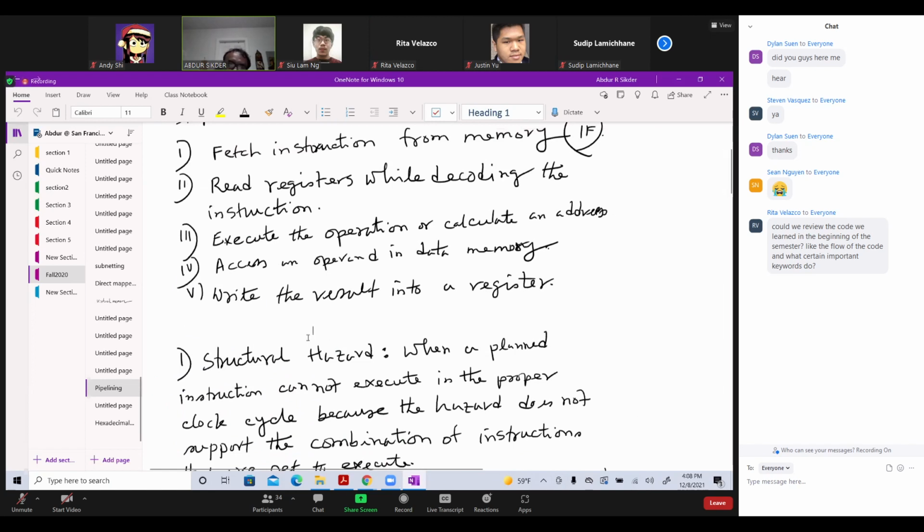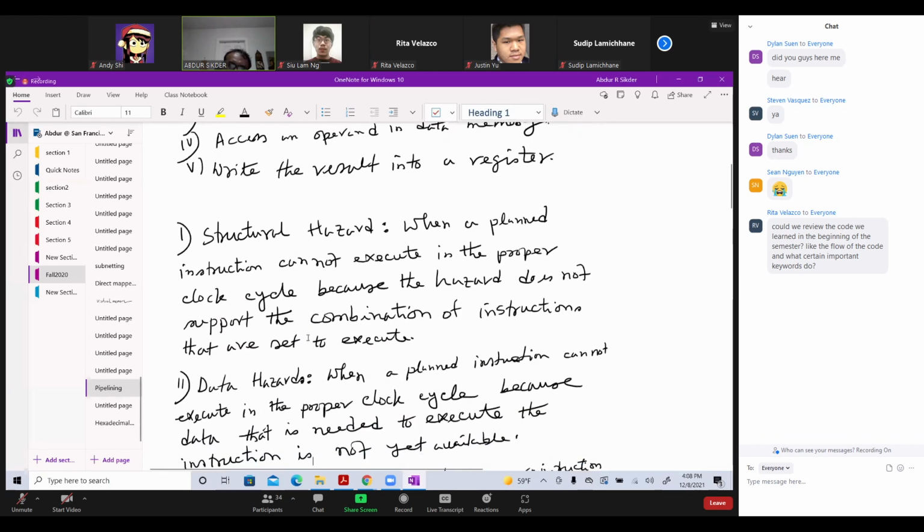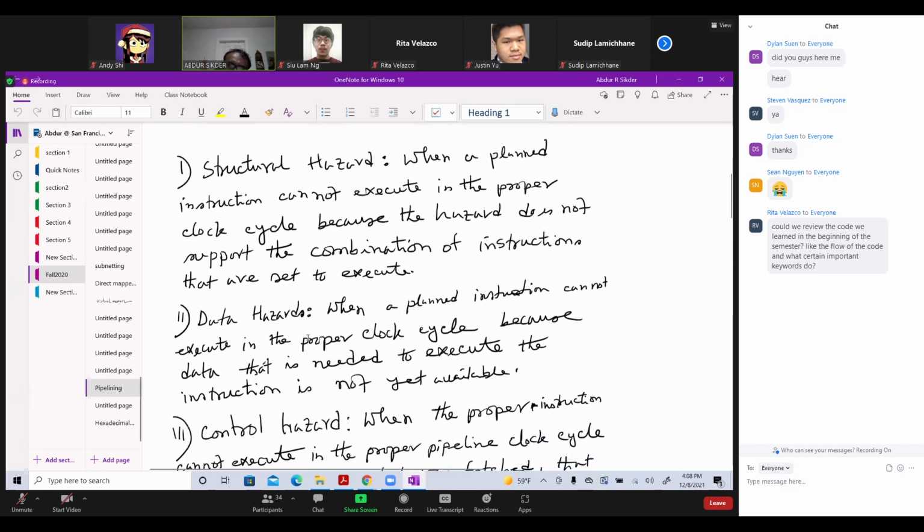Then we have all sorts of hazards: the structural hazard, control hazard, and data hazards. All these definitions, 3 kinds of hazard, because it seems like it should be smooth, but sometimes it's not, when a planned instruction cannot execute in the proper clock cycle because the hardware does not support the combination of instructions that are set to execute. Structural hazard is basically a hardware hazard, like the actual resource is not there, but you need it. That kind of hazard is structural.